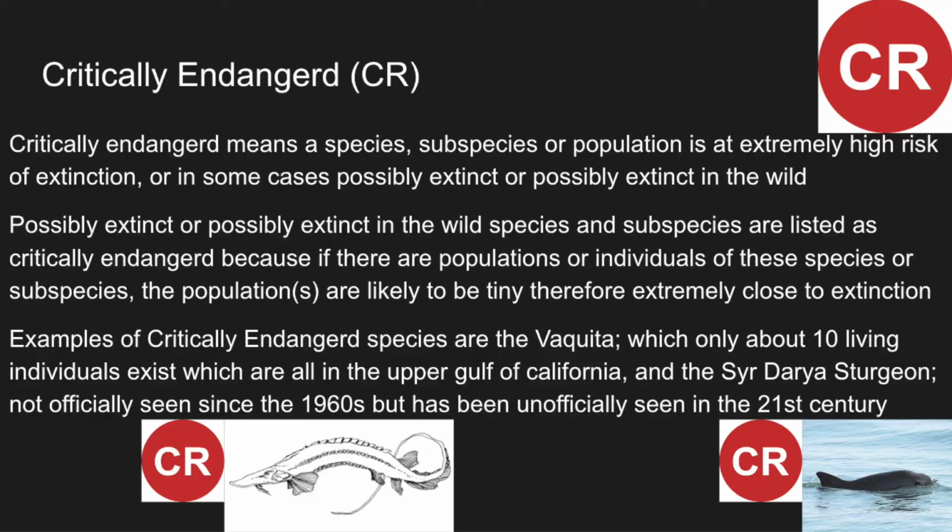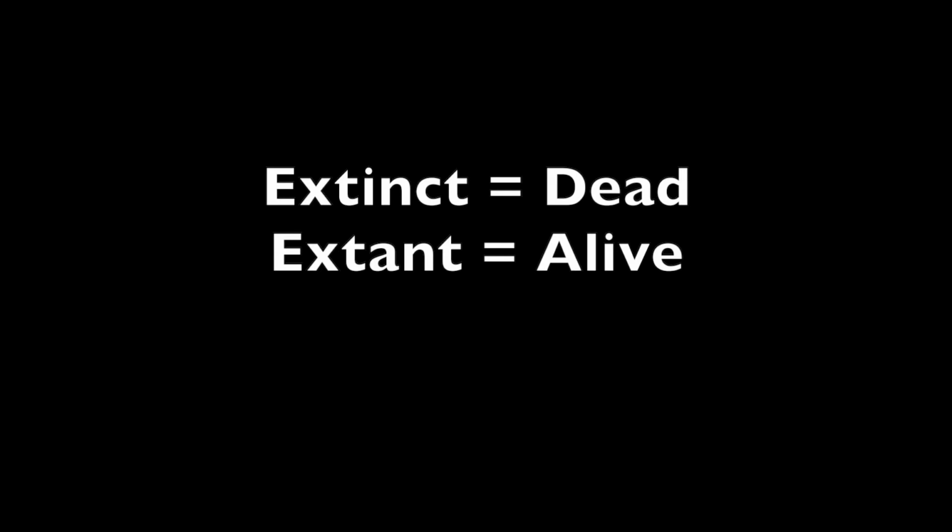Critically endangered means a species or subspecies is at extremely high risk of extinction, or in some instances, even possibly extinct or extinct in the wild. Possibly extinct or possibly extinct in the wild species and subspecies are always listed as critically endangered because if the species is extinct in the wild, the populations are likely to be tiny, therefore meaning the species is at extremely high risk of extinction.